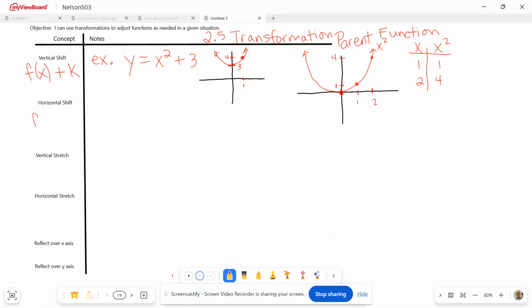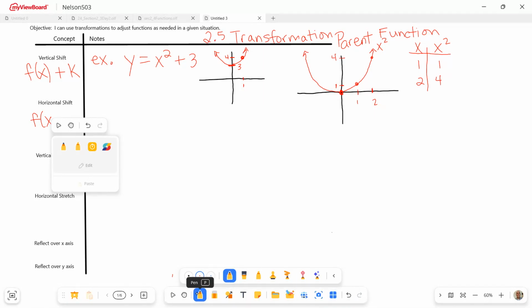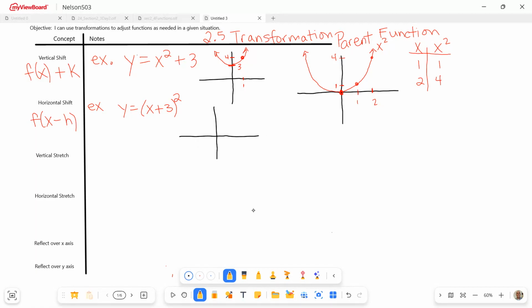Horizontal shift is harder to understand. If you had f of x, they usually say it like this, x minus h. When you've got an x minus h here, they often do minus h because it's the opposite of what you would expect. So an example of that would be like y equals x plus, I don't know, let's just keep with a 3 for a second. Y equals x plus 3 squared is going to shift the parabola left 3 spots.